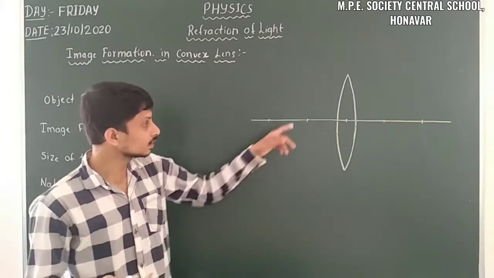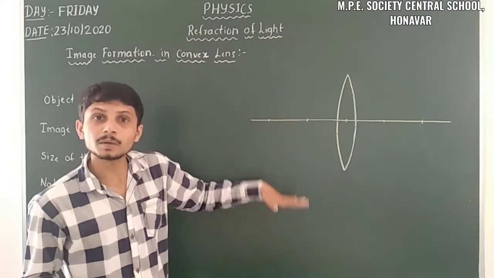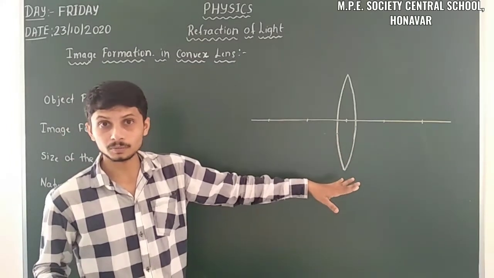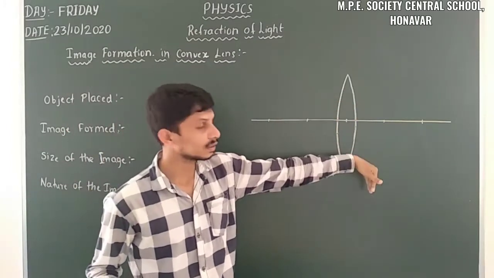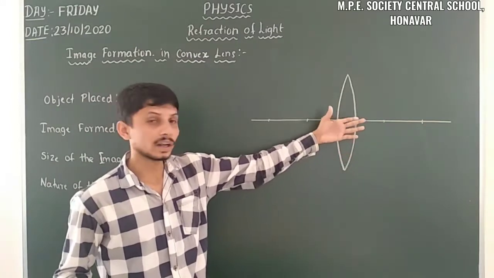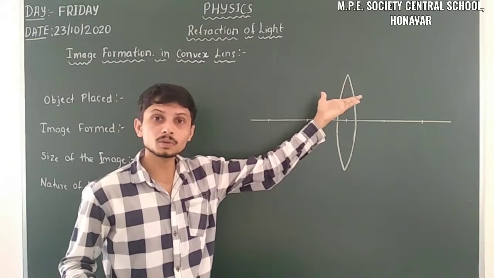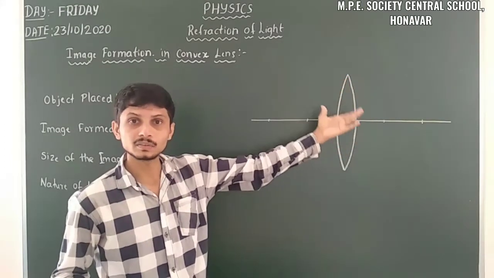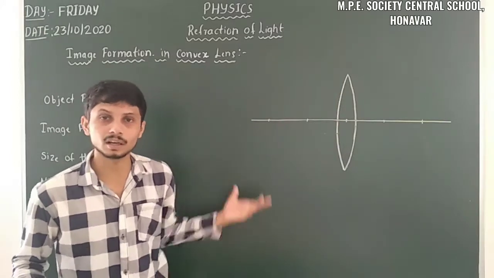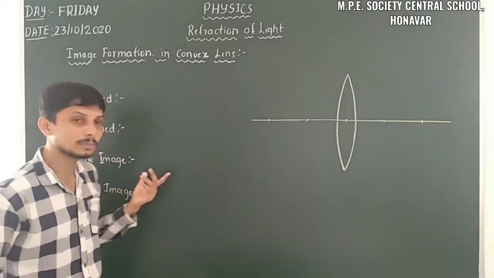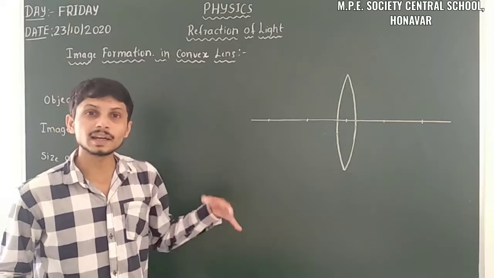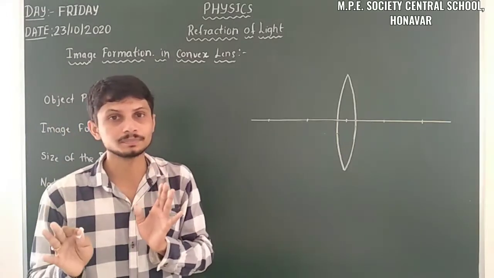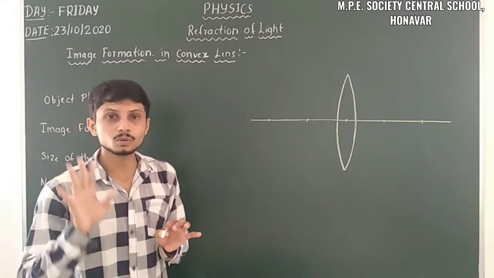Also inverted means it is in the bottom part of the principal axis. When the image is formed above the principal axis, we take it as an erect image. Already you know that. Also size of the image means diminished and enlarged, depending upon the size of the object and the size of the image. So I think you know that one.